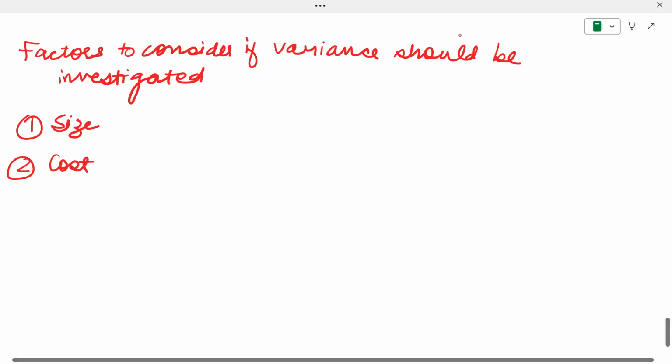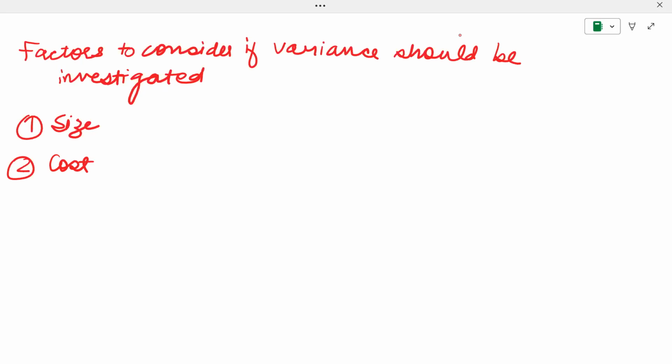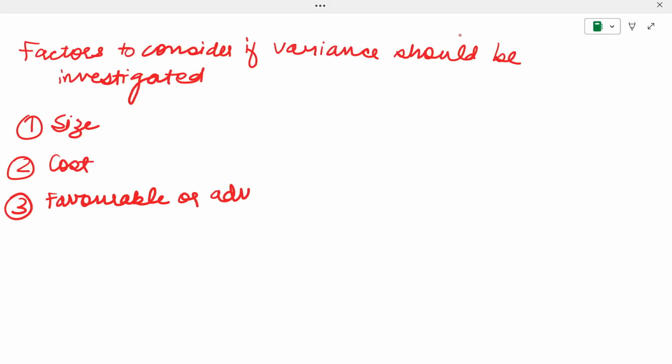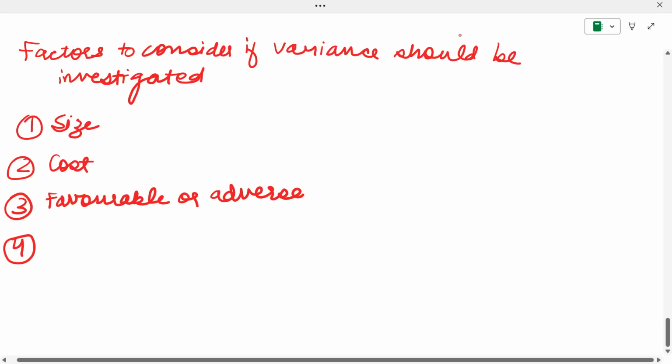Cost. Again, nothing comes for free. Even if you're investigating why there was such a big variance, there are some costs which you're going to incur. So if the cost itself is bigger than the amount of variance, then there is no point in investigating why that variance has happened. Another factor is favorable or adverse. Definitely, if there is a favorable variance, it works in your favor, then you might not investigate it. But if it is something which is going against you, then you may feel the need to investigate that specific variance.